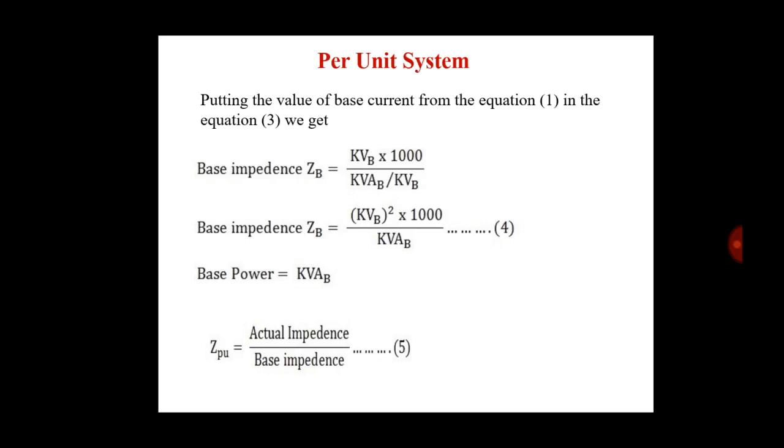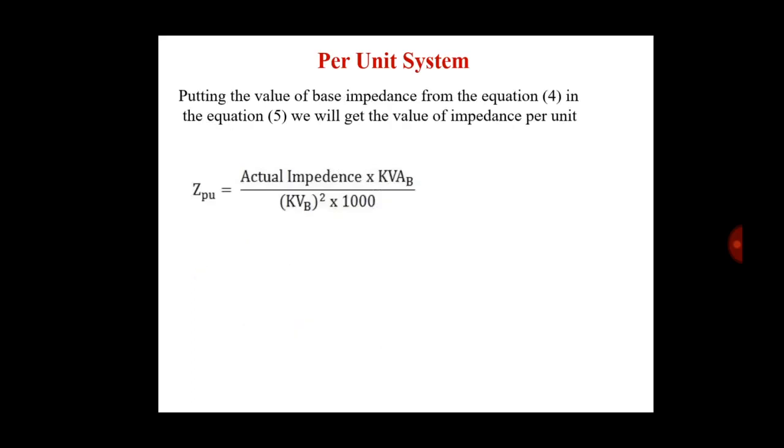Now Z per unit is equal to actual impedance divided by base impedance Z base. Now putting the value of the base impedance from equation number 4 in equation number 5, we get actual impedance into kVA base divided by kV base square into 1000. So the equation becomes Z per unit is equal to actual impedance into kVA base divided by kV base square into 1000.